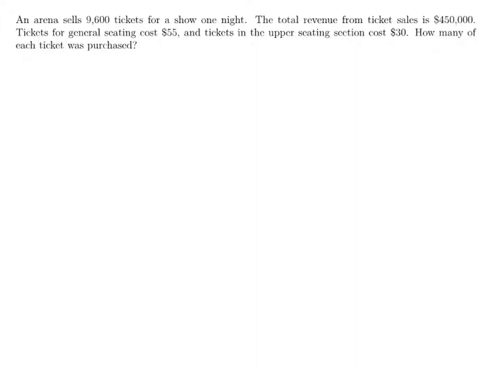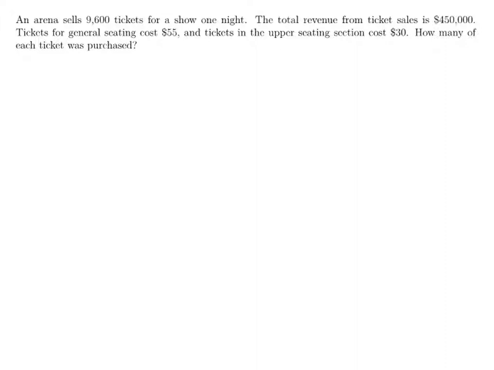In this problem, we're given that an arena sells 9,600 tickets for a show one night. We're also told that the total revenue from ticket sales is $450,000. Tickets for general seating cost $55, and tickets in the upper seating section cost $30. We're then asked to determine how many of each ticket were purchased.